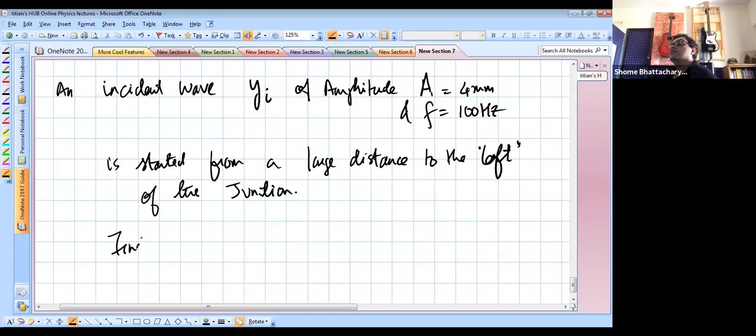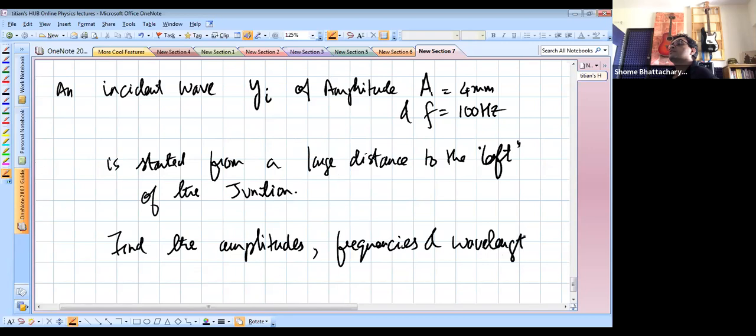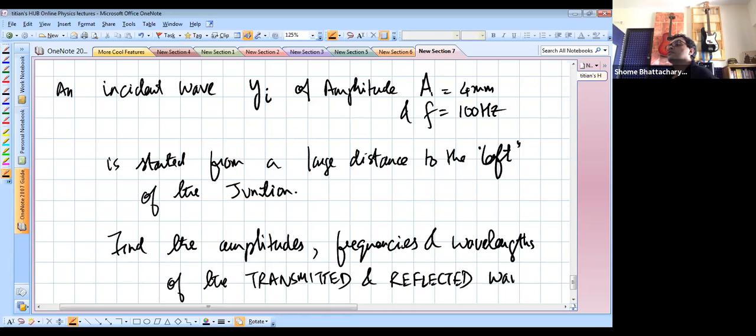So find the amplitudes, frequencies, and wavelengths of the transmitted and reflected waves. So I'll explain what this means.